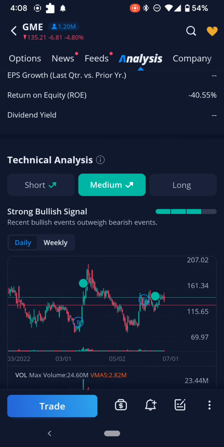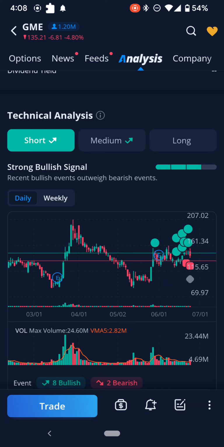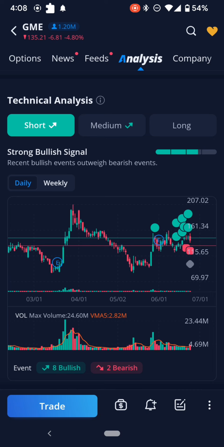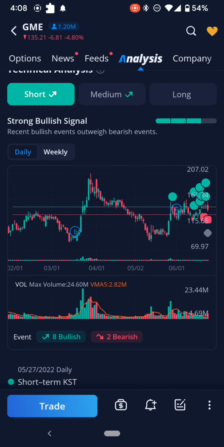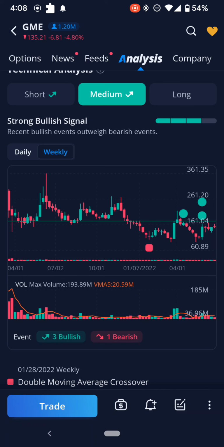Down here now they have this technical analysis area, which is pretty cool. It shows you a lot more indicators that they're seeing right now on the medium term. Right here, it's a strong bullish signal, 3 out of 4 bars. Short term, strong bullish signal, 3 out of 4, and then all the little dots show the different indicators that make them see that. Long term, there's no evidence of anything yet; they don't have any indicators. Here, event 8 bullish, 2 bearish, so the bulls outweigh the bears on that. 2 bullish and 0 bearish on the medium term. And then you can do weekly candles.